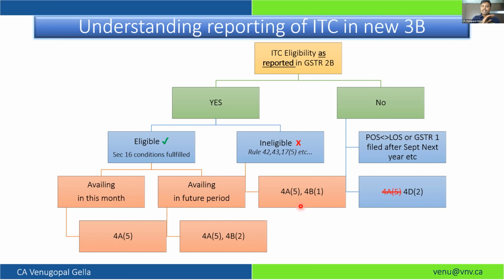If you think you will never avail the credit, then you will report in 4B1. What you can see as an 'into' mark stating ineligible owing to rule 38, 42, 43, 75, whatever be the reason, you are not going to take the credit of it. That goes to your 4B1. But if you have some suspicion, some doubt, and want to reclaim at a later point in time, you would be reporting in your 4B2.